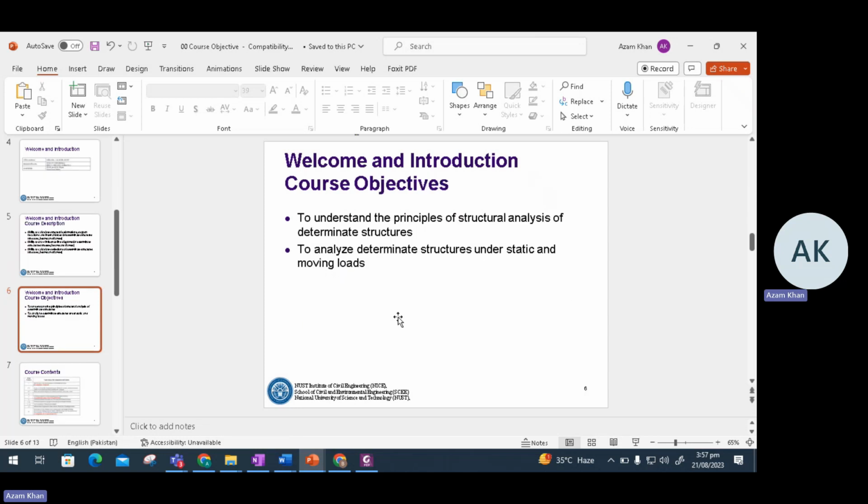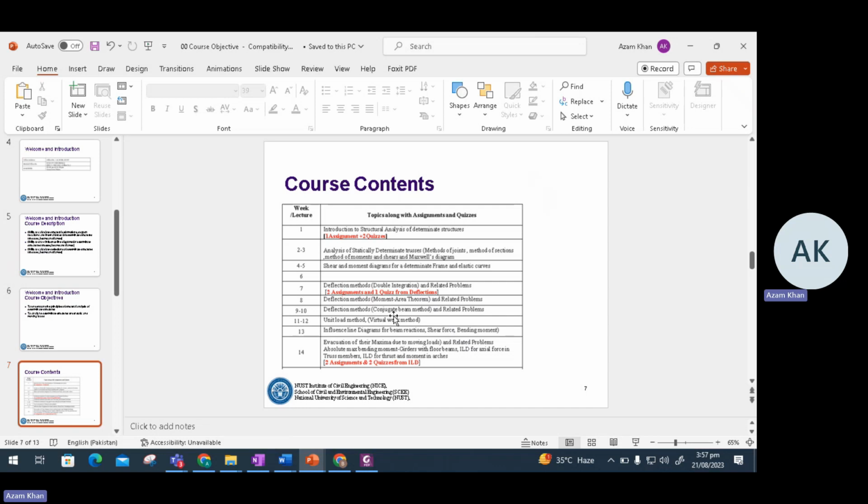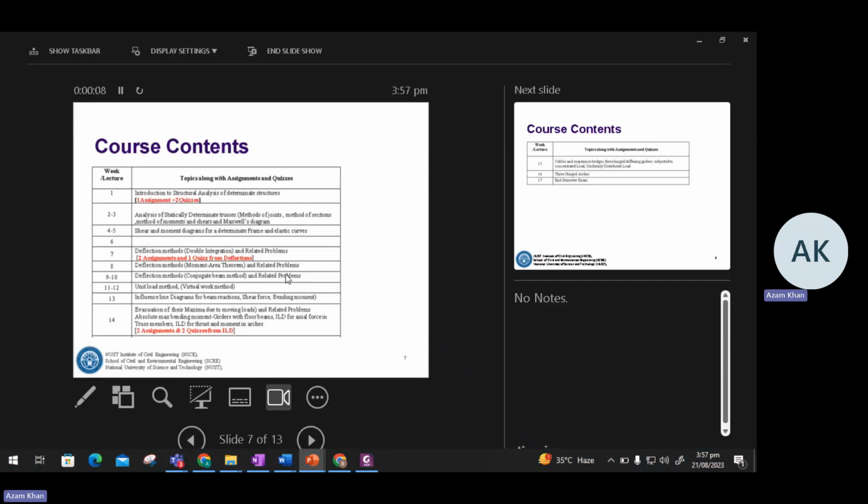The objective of this course is twofold. First of all, to understand the principle of structure analysis of determinate structures, and secondly, to analyze determinate structures under static and moving loads. Now, in front of you is displayed the course contents. First of all, the course starts with the introduction to structure analysis of determinate structures. So in the first week, we will get ourselves introduced to different types of structures, the importance of reactions in structures, and the ways to work out the reactions in structures.